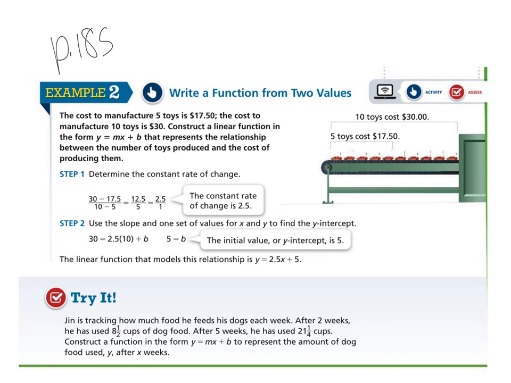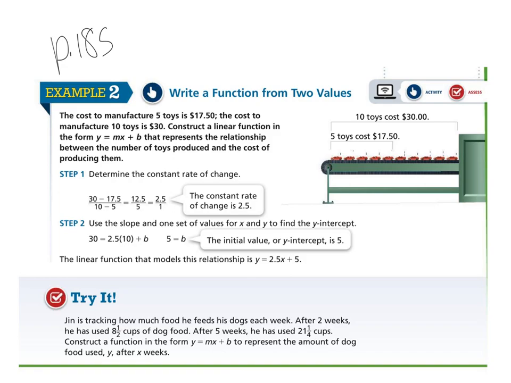Continuing in lesson 3-4, we're looking at modeling linear relationships. So page 185, example 2: the cost to manufacture 5 toys is $17.50. The cost to manufacture 10 toys is $30. Construct a linear function in the form y equals mx plus b that represents the relationship between the number of toys produced and the cost of producing them.